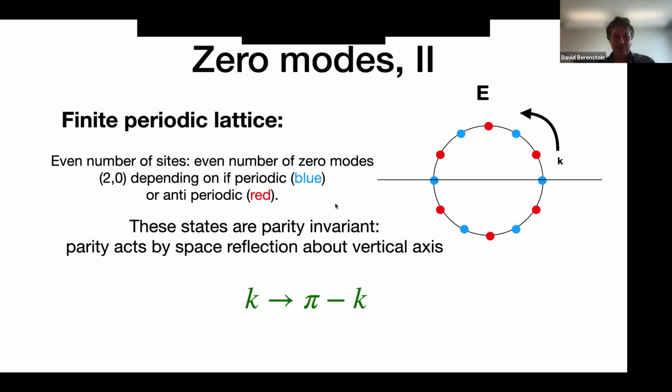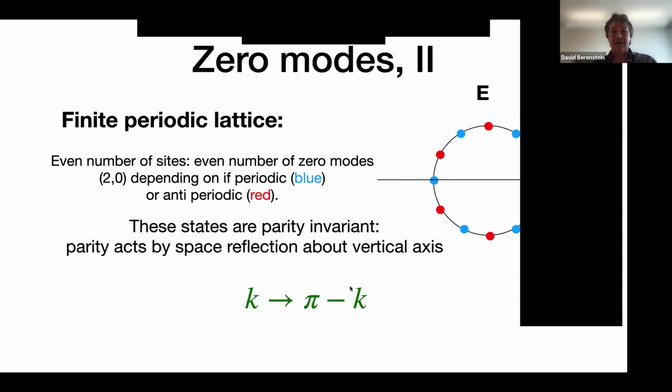Very good. So the important thing is that if there's a zero mode at K, there's another zero mode at pi minus K. So at K equal to 0 or K equal to pi, there's two zero modes. And then if you take either the red or the blue system, it is reflection symmetric about the vertical axis.